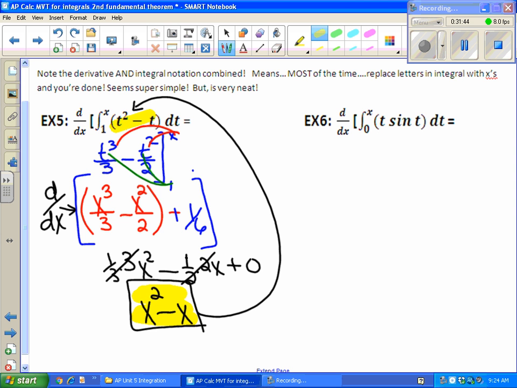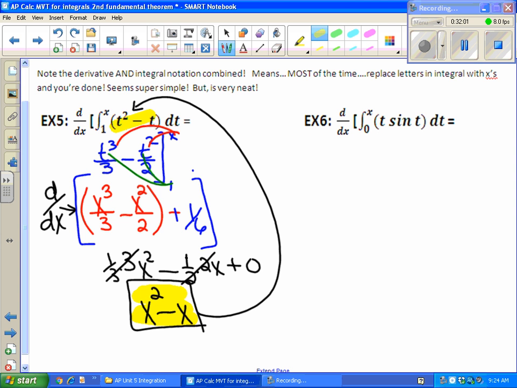It's the same thing with a different letter. Same thing with a different letter. And that's kind of the shortcut. Doesn't that show us that if we take the derivative of the integral, we basically undo it and we just get what we started with?